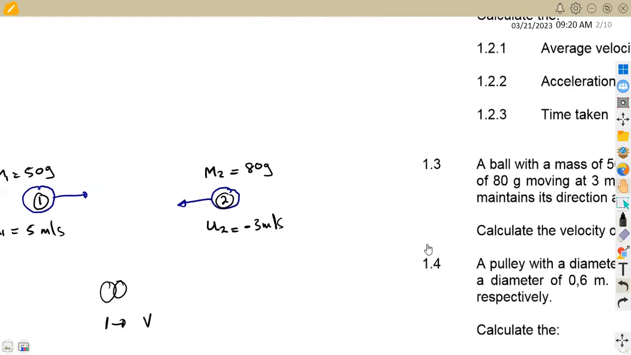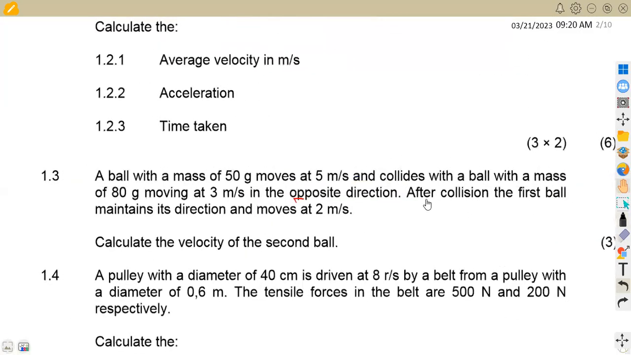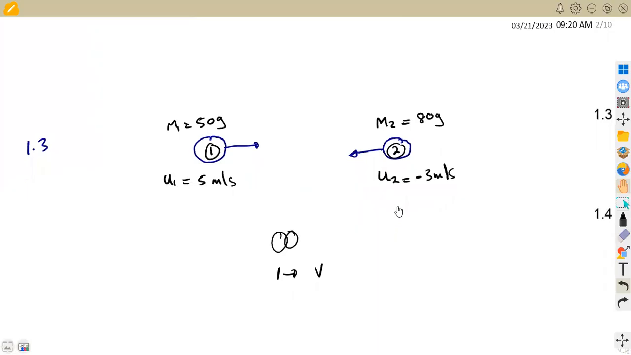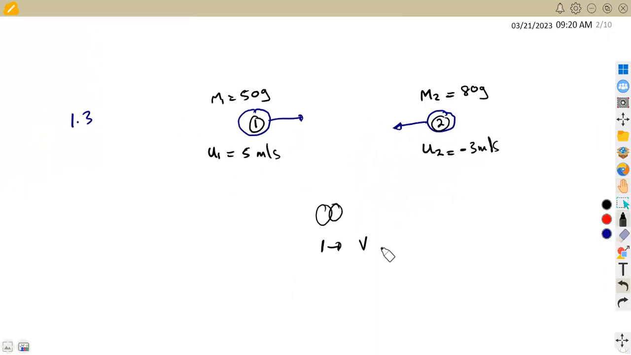We are given its final velocity. After collision, the first ball maintains its direction and moves at 2 meters per second. If it was going to the right, it is going to maintain the same way to the right. Its velocity now is 2 meters per second, so this is our final velocity.